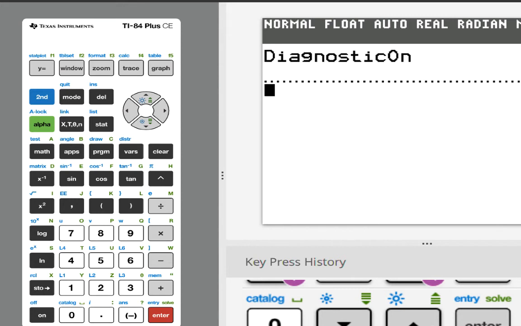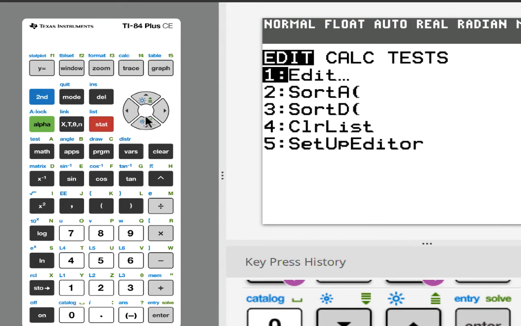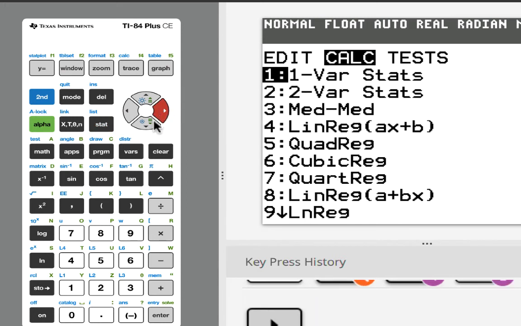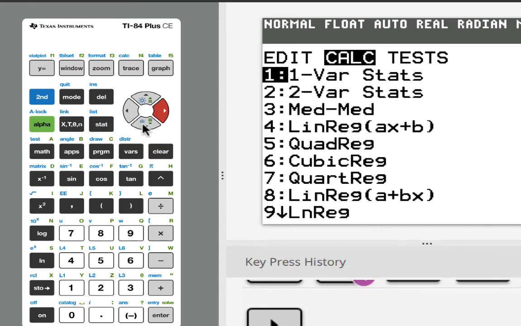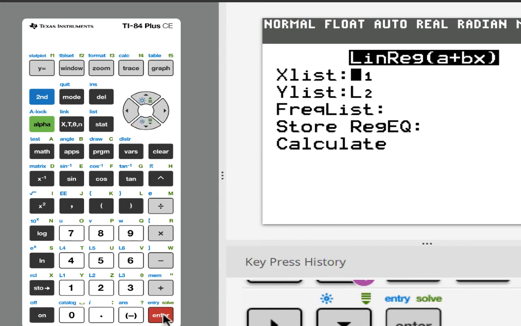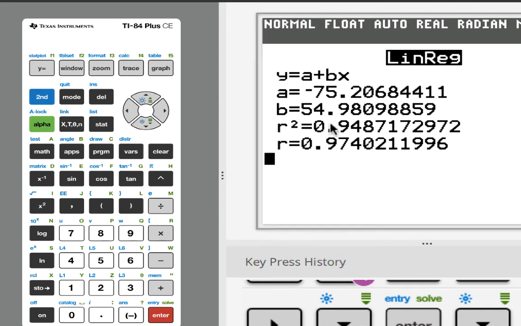So let's go back and do it again. Stat, calc, and then we go to number 8. Oops, sorry guys. And enter. And everything's fine. Just go to calculate, enter. So we have A and B, R squared and R.